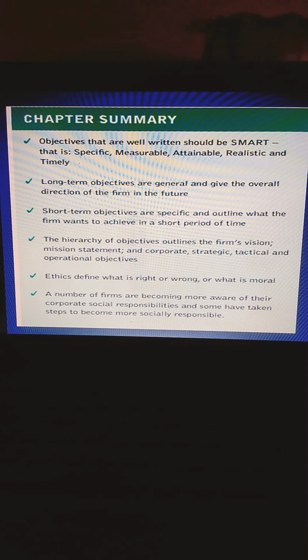Then we go straight into ethics, which means doing the right thing or the wrong thing. We spoke about how it summarizes morals and values. And then we look at the number of firms that are becoming more aware of their corporate social responsibilities. So we talk about CSR, which is corporate social responsibility.